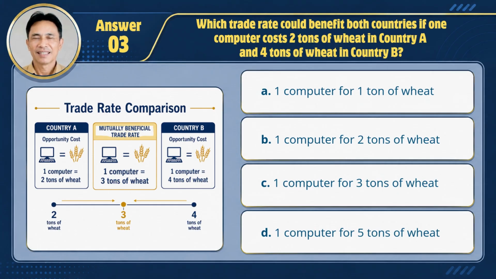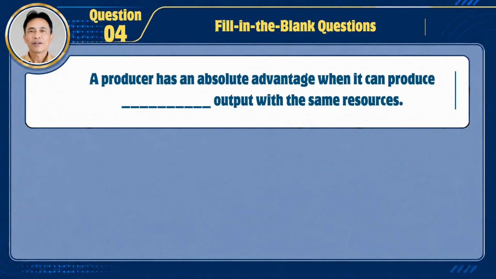The correct answer is C. 1 computer for 3 tons of wheat. A mutually beneficial trade rate must fall between the two countries' opportunity costs. 3 tons of wheat falls between country A's cost of 2 tons and country B's cost of 4 tons. This trade rate can therefore benefit both countries. Moving on to fill in the blank questions.